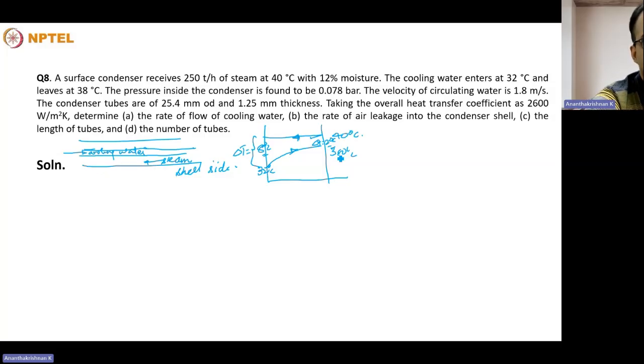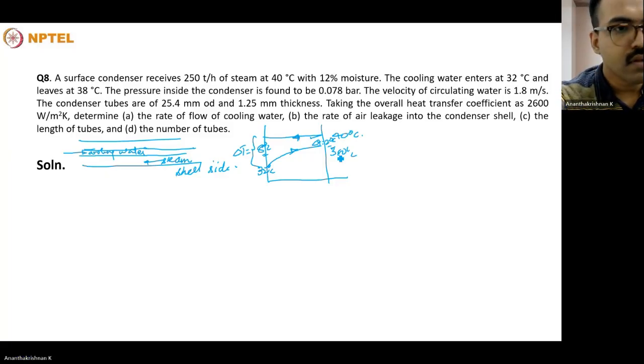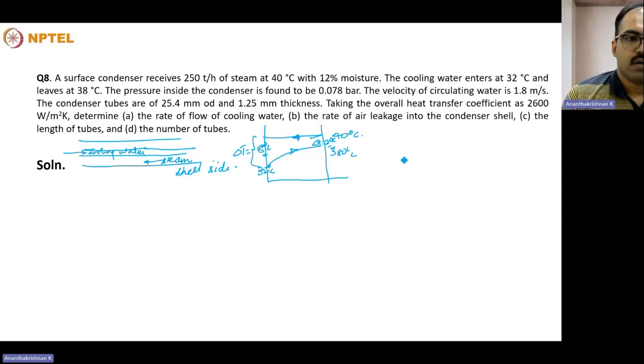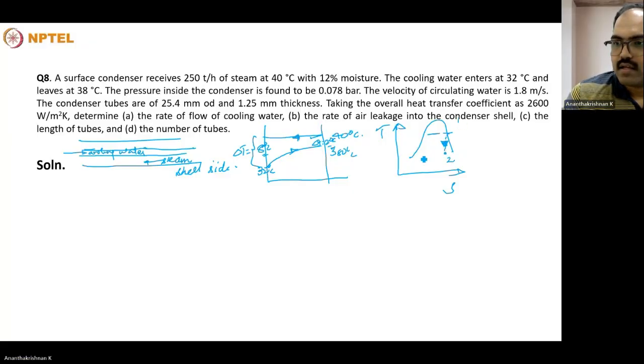In this particular problem, we have been given the moisture content of the steam at the inlet, that is 12%. The corresponding dryness fraction will be equal to 0.88. So if you try to observe this in a TS diagram, it will be considered an isentropic process in the steam turbine. It will reach somewhere here within the vapor dome. So this is the condensation process 2 to 3.